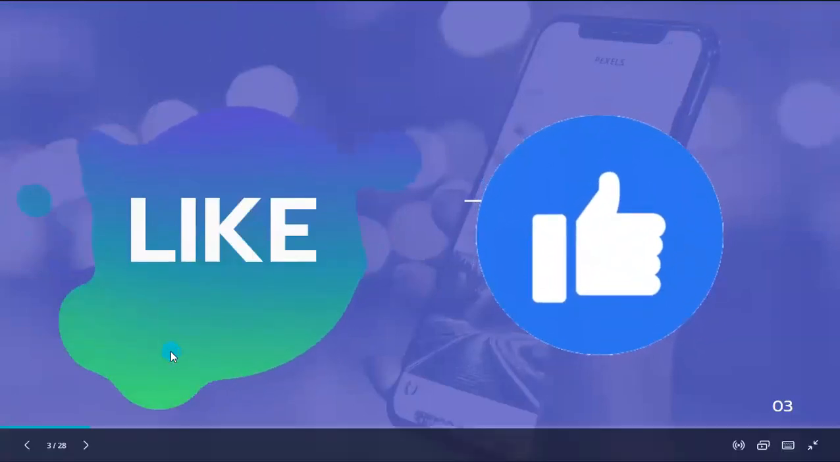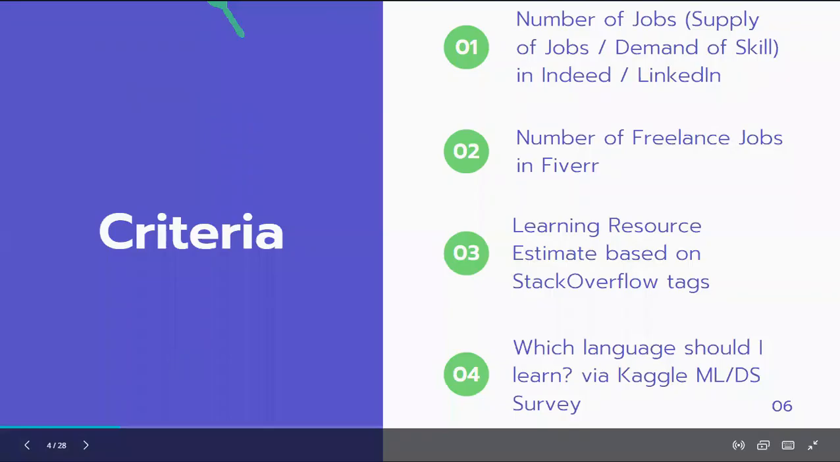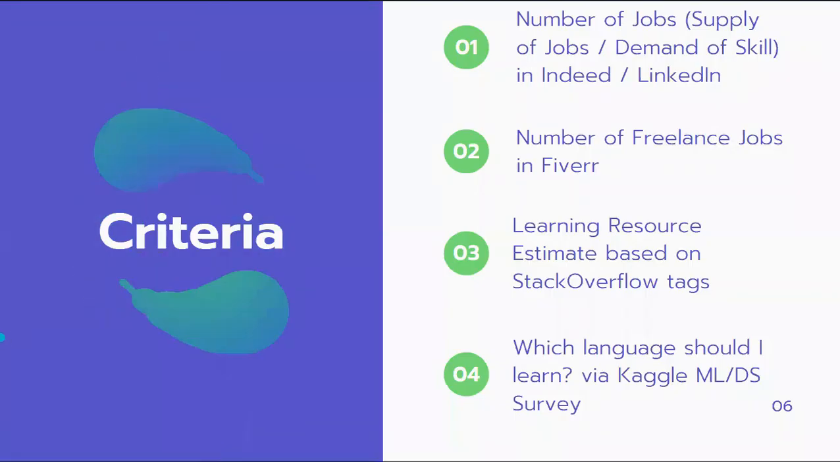So I came up with 4 criteria to determine these top programming languages. The criteria are the following: number of jobs in Indeed and LinkedIn, which will indicate the supply of jobs and therefore the demand of the particular skill; number of freelance jobs in Fiverr; an estimate on the number of learning resources based on StackOverflow tags; and the percentages from professionals and students that you should learn a particular language from the Kaggle Machine Learning and Data Science Survey.